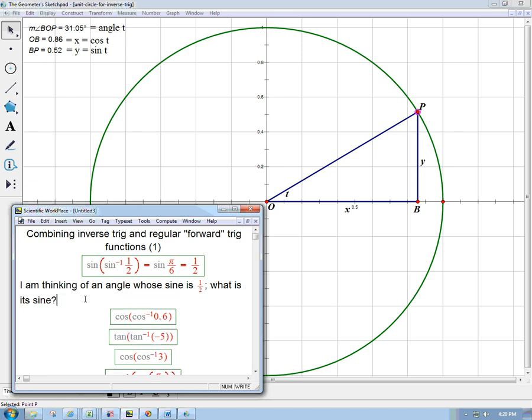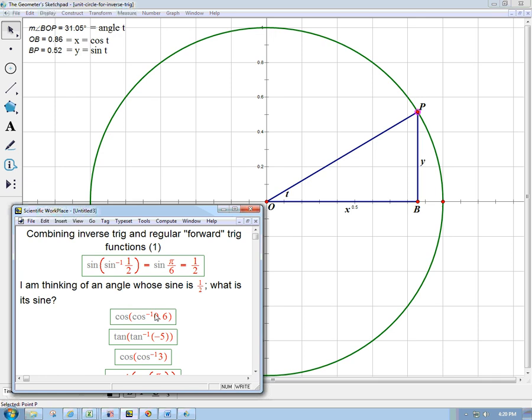Like, I'm thinking of the person who is the king of Sweden. What is he king of? You don't need to know who the king of Sweden is to know that it's Sweden. The answer is Sweden. Okay, I'm looking for an angle whose sine is 1/2. What is its sine? It's obviously going to be 1/2. So these problems tend to be quite simple. I'll show you one subtlety, though.